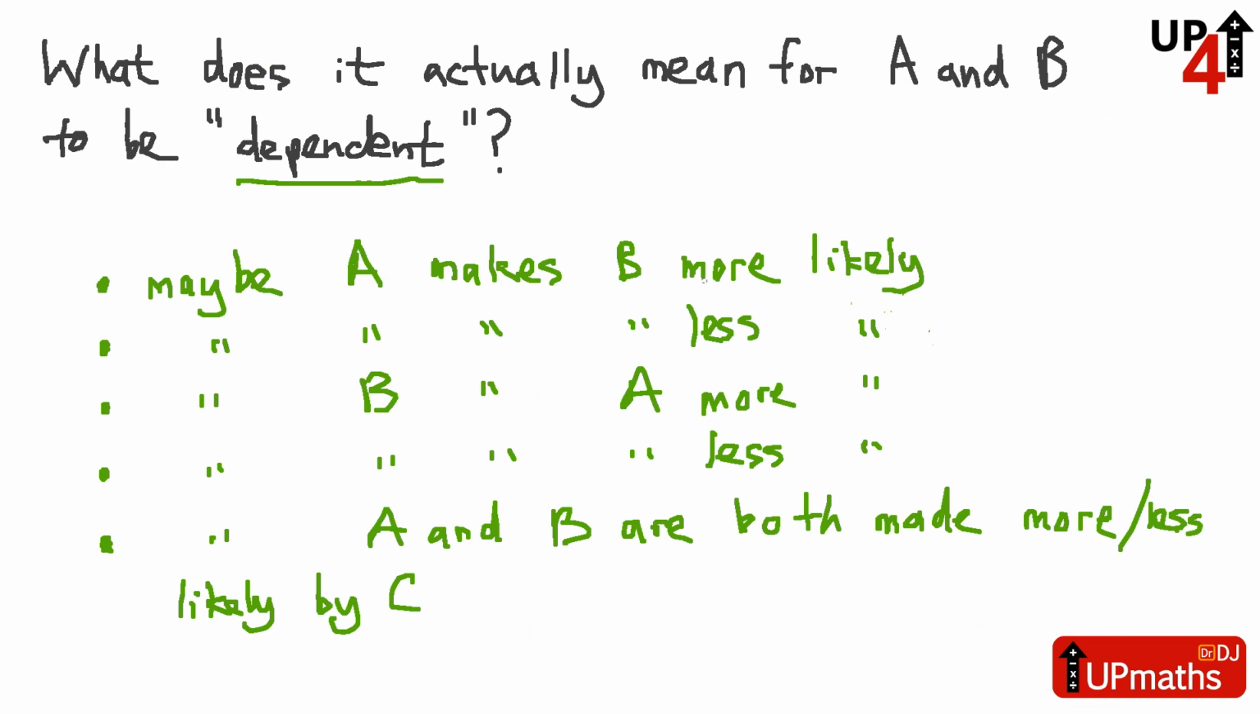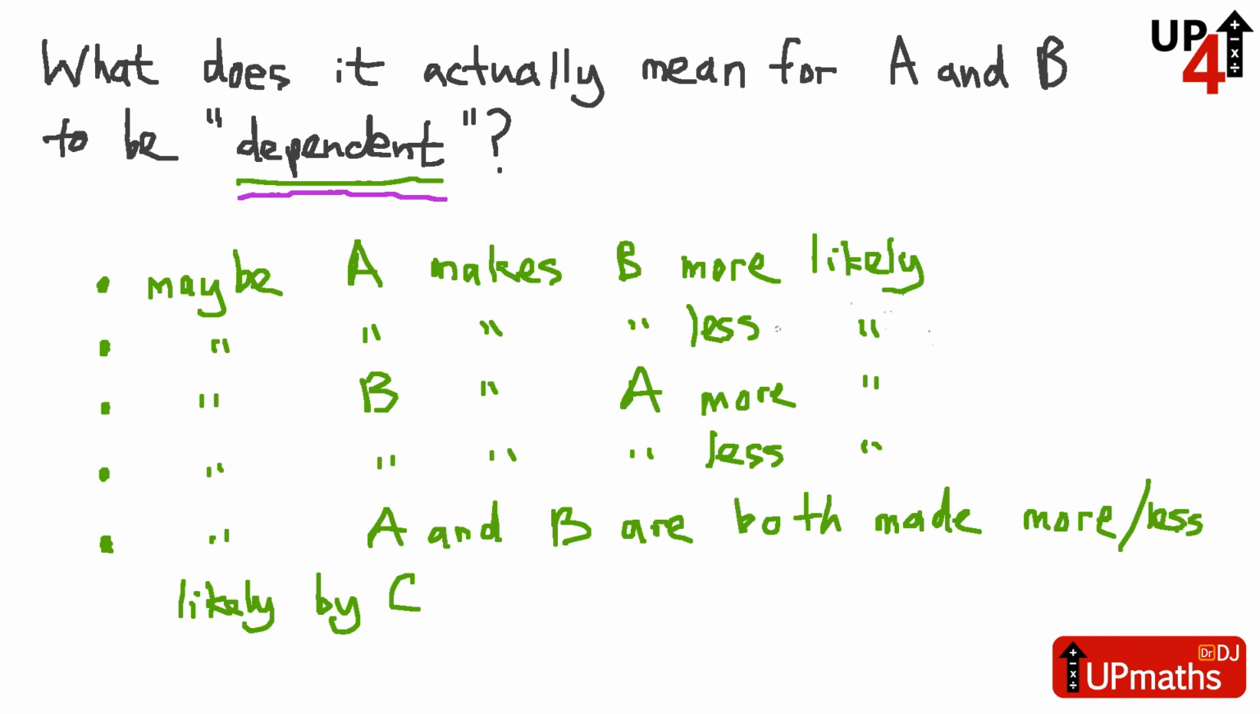Yeah, I said I was going to come back to this dependent-independent thing. What does it actually mean for A and B to be dependent? I find most students don't actually know, so I just want to go through it here. So, A and B might be independent, or they might be dependent.